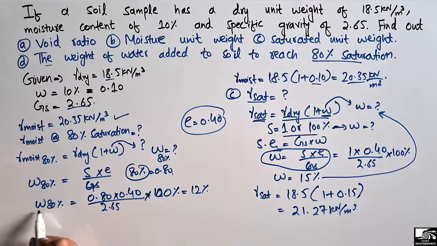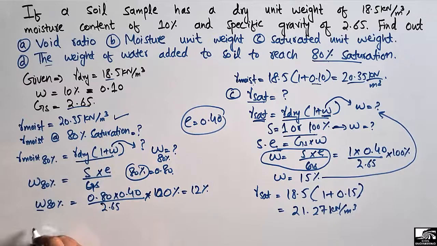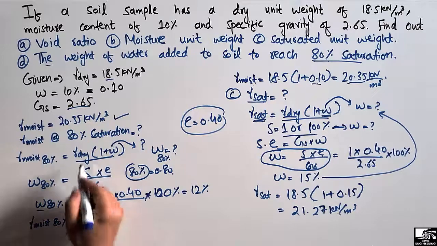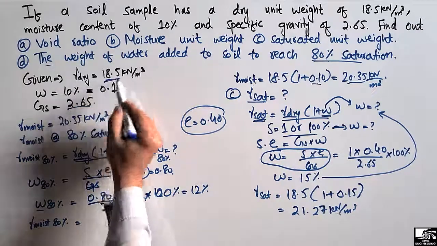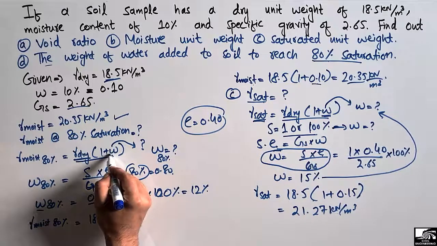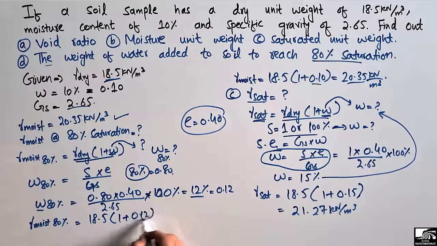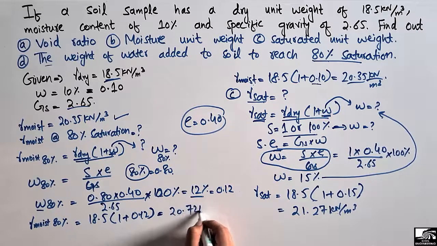Now we have found out the water content at 80% saturation. So we will put it in this formula. We will find gamma moisture at 80% saturation equal to gamma dry, which is 18.5, multiplying with 1 plus water content, which is 12%, or we can say 0.12. Now if we multiply this value, we get the gamma moisture for the 80% saturation, which comes out to be 20.72 kilonewton per cubic meter.